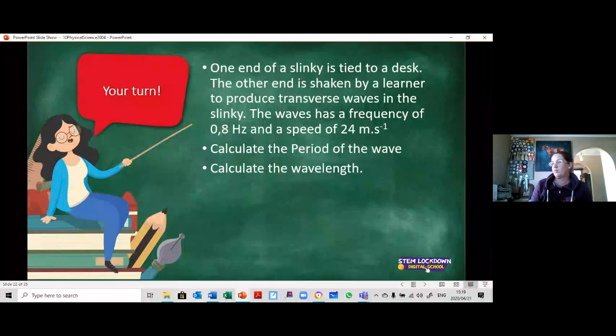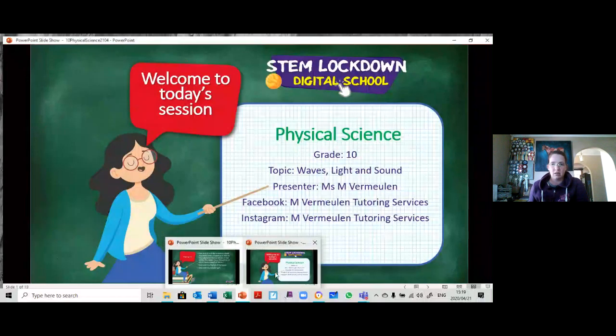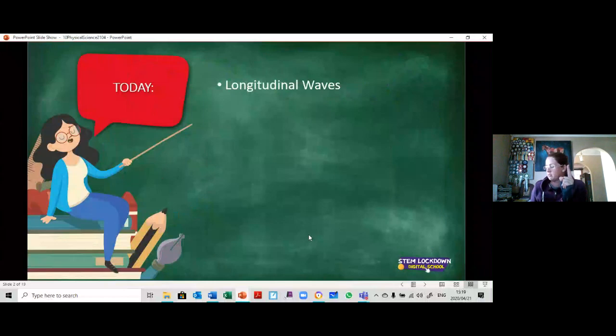Cool. So guys, today we are looking at longitudinal waves. Now, a lot of the work in longitudinal waves is exactly the same as in transverse waves. So don't panic.